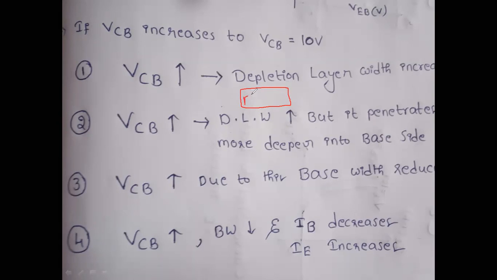Emitter, base, collector. This is the construction of the transistor. In this, you know that base is, what is the doping order of the base?